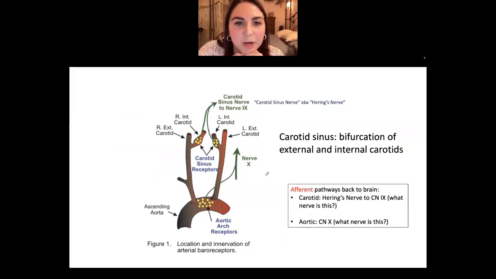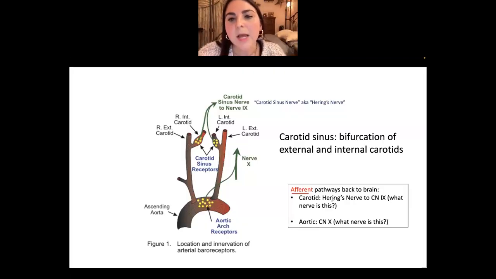Okay, so here's a better picture. So here's your carotid sinus, bifurcation of external and internal carotids. So these are afferent pathways back to the brain. Afferent, you'll go into this a little bit more with neuro, but when you have afferent fibers versus efferent fibers, afferent is what's sensing what's going on and sending it to the brain. And then the brain sends efferent fibers out, saying, okay, now this is how I want to respond to what you're sensing. So afferent is going towards, efferent is going away from the brain.